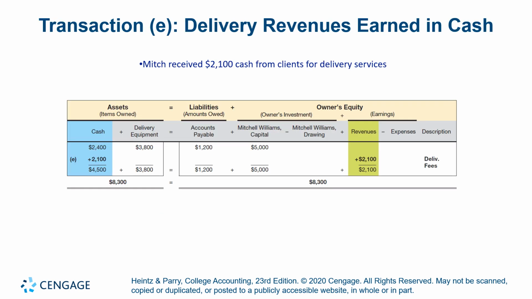In transaction E, we're going to talk about delivery revenues earned in cash. So Mitch received $2,100 cash from clients for delivery services. All right, so this is good news for Mitch, right? His cash increases by $2,100. So now he has $4,500 worth of cash in the business. And over on the owner's equity side, we are going to increase our revenues by $2,100. And when I total everything up again, it still balances.